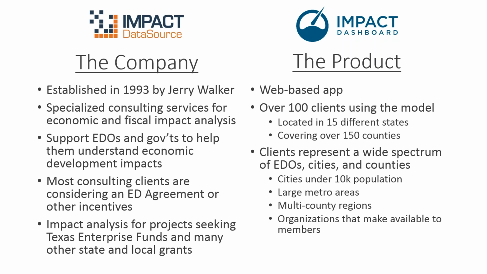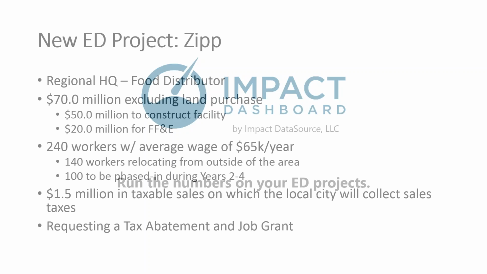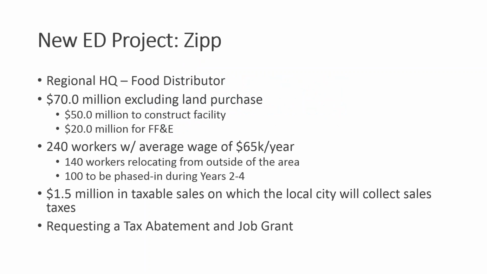But I think the best way to walk through this is to actually run the numbers on an actual project. So let's take an example here of a new economic development project. Maybe it represents a regional headquarters for a food distributor. Maybe they're going to do half office work and half food distributing activity, so it's all in one. If we think about that, I've got some basic specs here for this particular project that we can run through. So it's a $70 million capital investment, excluding the land.